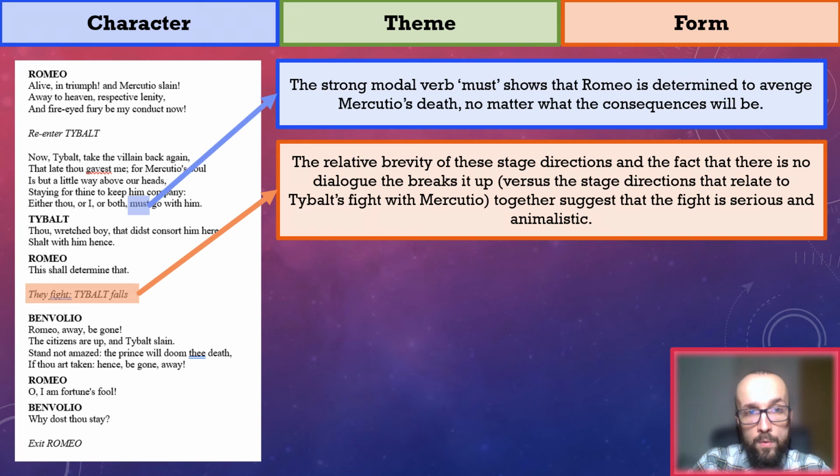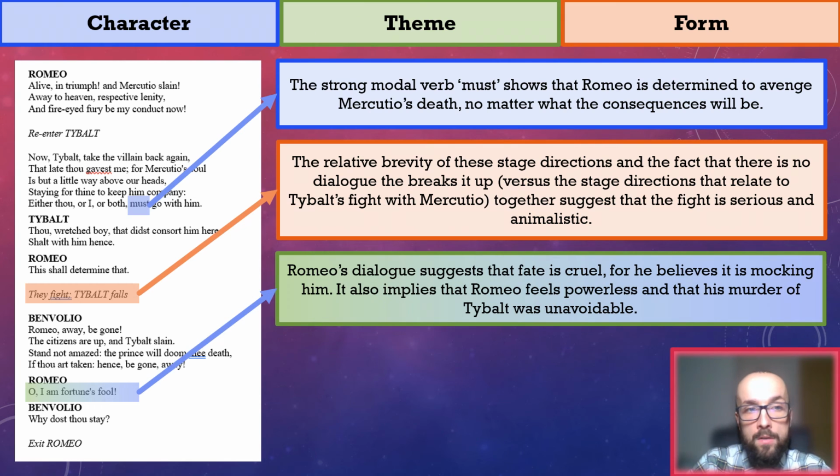Romeo mentions fortune, which is more or less synonymous with fate, after he kills Tybalt. By calling himself "Fortune's fool", Romeo's dialogue suggests that fate is cruel, for he thinks that it is mocking him. This also implies that Romeo feels powerless and that his murder of Tybalt was unavoidable.